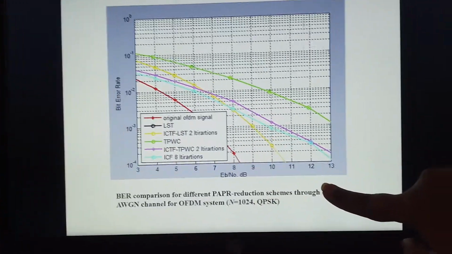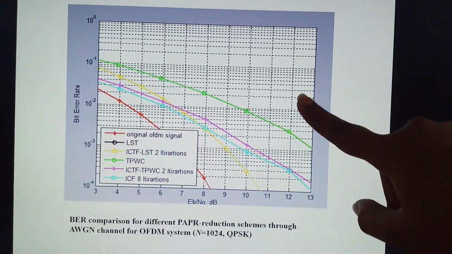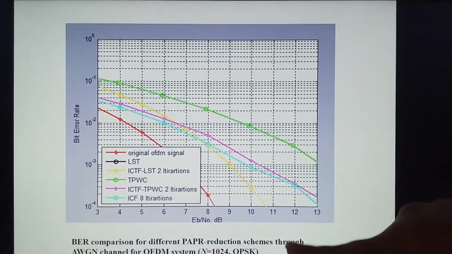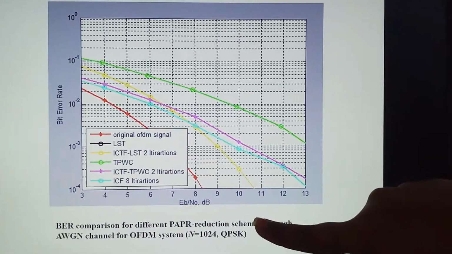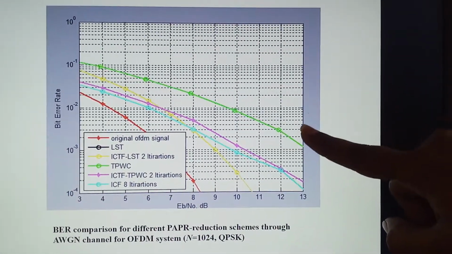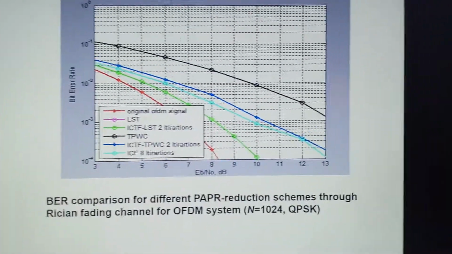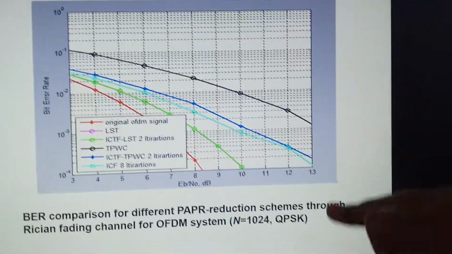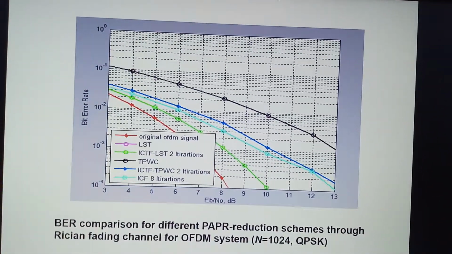This is the output of the AWGN channel. Here the bit error rate range should be 10 power 0 to 10 power minus 4. If this range is achieved, the system works efficiently. So we have to reduce the bit error rate in between 10 power 0 to 10 power minus 4. This is the Rayleigh fading channel. In this also we are reducing the bit error rate within 10 power 0 to 10 power minus 4.